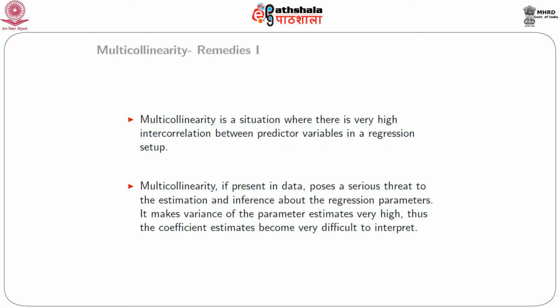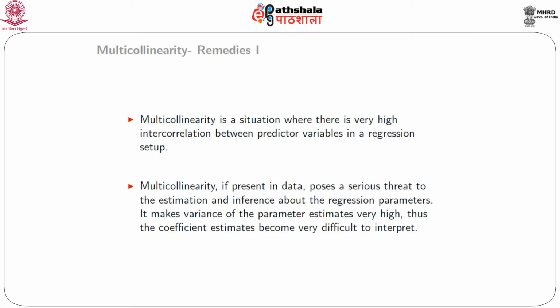Multicollinearity is a situation where there is very high intercorrelation between predictor variables in a regression setup. If present in data, it poses a serious threat to the estimation and inference about the regression parameters. It makes the variances of the parameter estimates very high, and thus the coefficient estimates become very difficult to interpret.